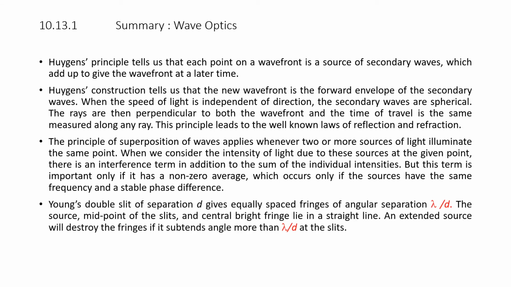Young's double slit with separation d gives equally spaced fringes of angular separation lambda by d. That means there are two slits, separated by distance d, giving equally spaced fringes of angular separation lambda by d. The source, midpoint of the slits and central brightness lie in a straight line. An extended source will destroy the fringes if it subtends an angle more than lambda by d at the slits. Hence, there are darker and brighter spots due to the angle of incidence.